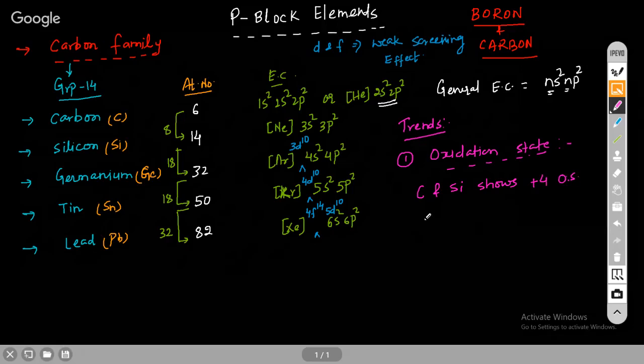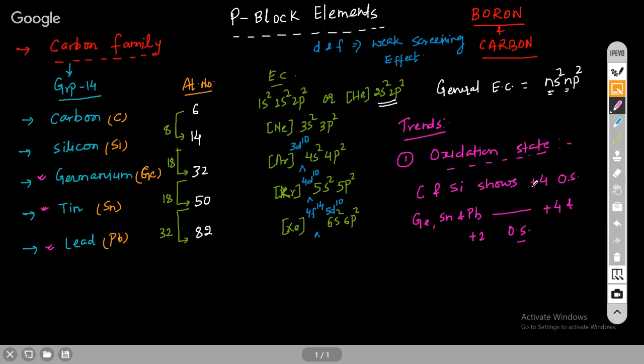Okay, but the other three elements, which are germanium, tin, and lead, show +4 and +2 oxidation state. So germanium, tin, and lead show both +4 and +2 oxidation states, but carbon and silicon show only +4.